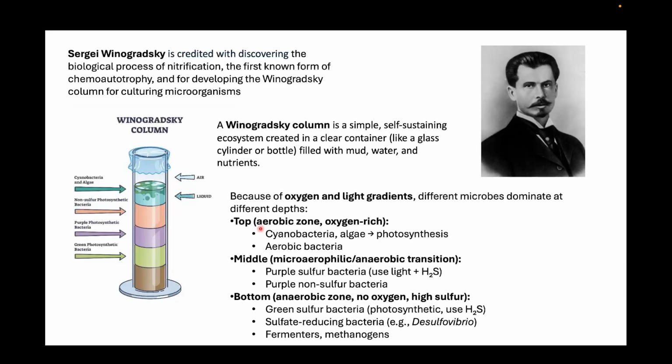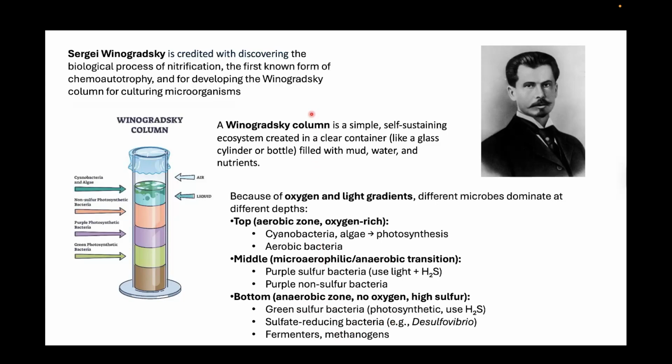Purple sulfur bacteria using light. The light can penetrate, but the oxygen is not here, and H2S is the donor, since oxygen is not there. Purple non-sulfur bacteria. And the bottom zone is the anaerobic zone, no oxygen and high sulfur. Green sulfur bacteria, sulfate reducing bacteria, fermenters and methanogens.